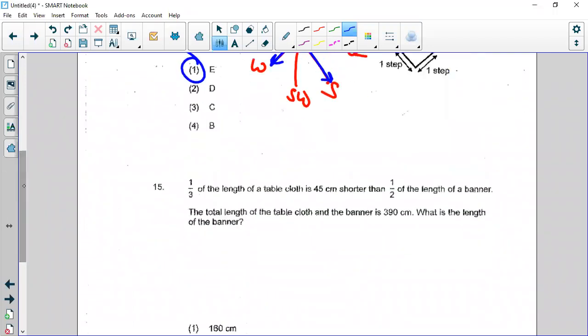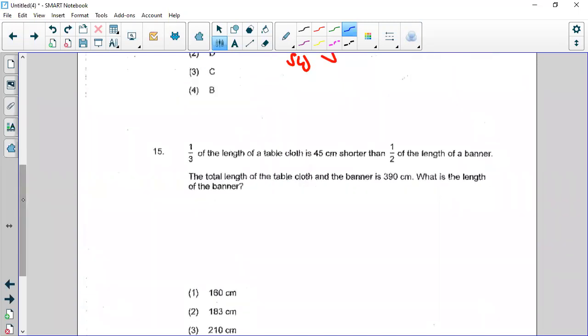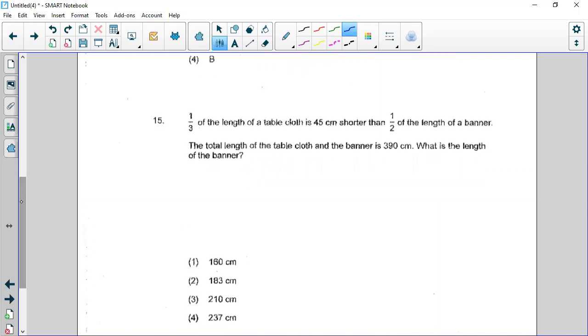Okay, let's go to number 15. This is the one. If you don't know how to do it, you must try to draw out the model. And how do you draw the model? Model drawing is not trying to draw out the whole problem. You have to break down the problem sentence by sentence.